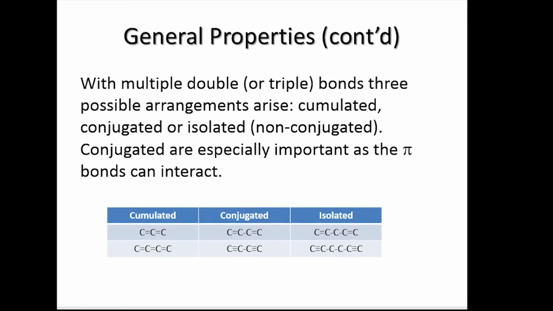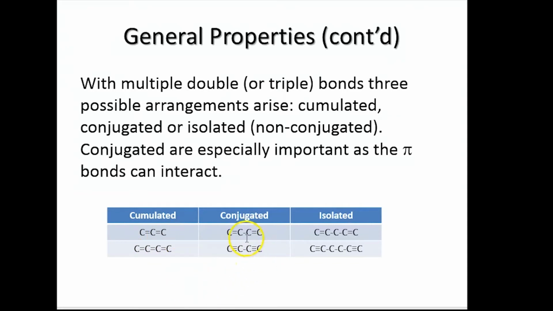In a molecule containing multiple double bonds, the arrangement is important. There can be three types: accumulated, conjugated, or isolated, which are non-conjugated. Conjugated are especially important as the pi bonds can interact. Accumulated double bonds are simply double bonds next to each other within a molecule.